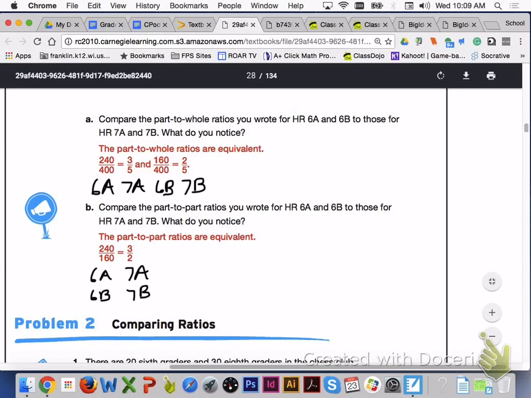The part-to-whole relationship for homeroom 6B is 160 to 400, and the part-to-whole ratio for homeroom 7B is 2 to 5. Those ratios are also equivalent. For letter B, the part-to-part ratio for 6A and 6B is 240 to 160, and the part-to-part ratio for 7A and 7B is 3 to 2, and those ratios are also equivalent.